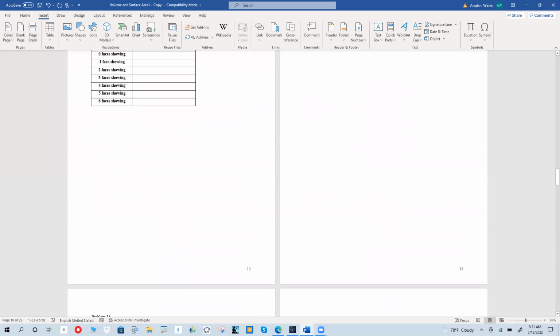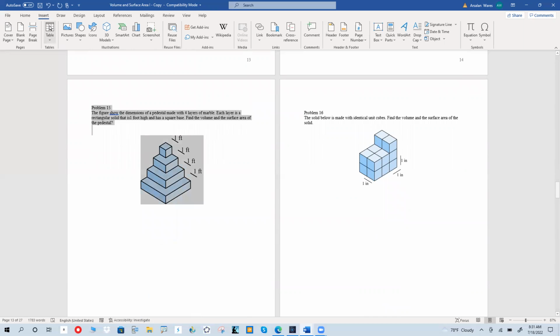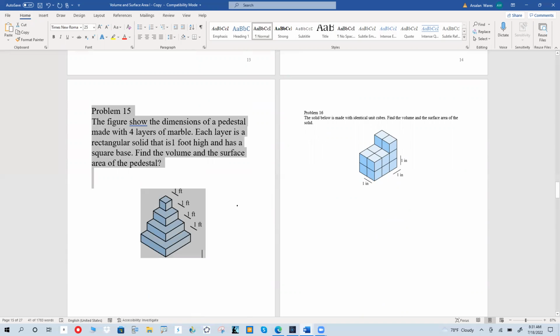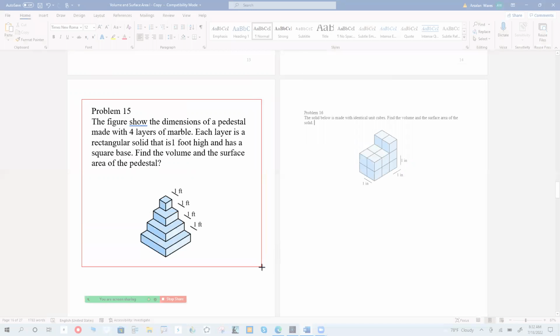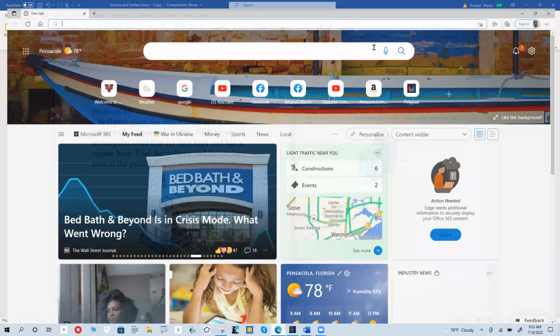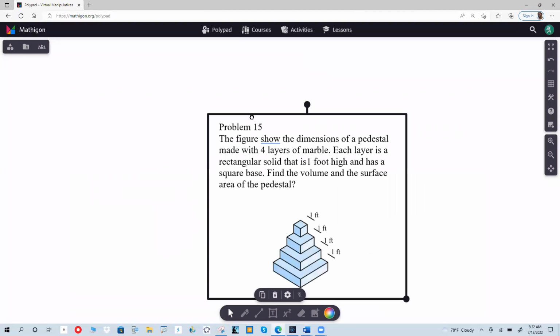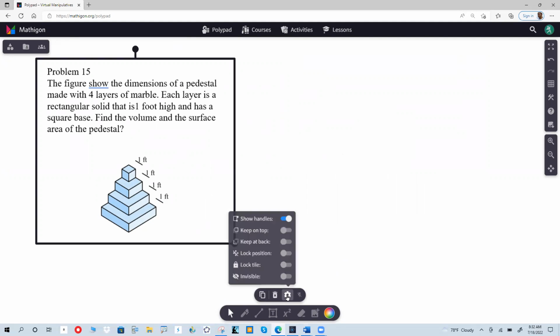I'm going to take this problem, you know the ritual, to Mathigon Polypad and work on the problem with you guys. These problems are slightly more challenging than the ones we did because you cannot see the cubes. So let's read the question here first.